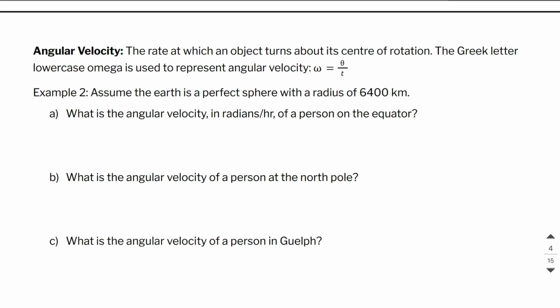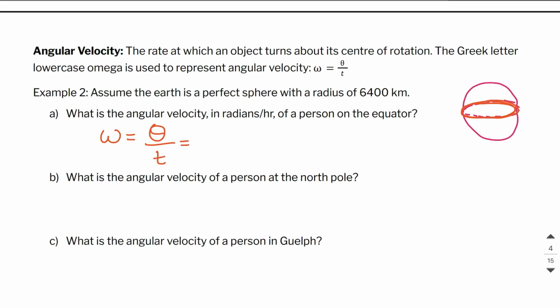Another example here, assume that the Earth is a perfect sphere with a radius of 6,400 kilometers. So again, I'm going to draw out my perfect sphere. Okay, and if a person is on the equator, they're going around right here. In terms to find omega, we need our theta, our angle, and divide that by time.